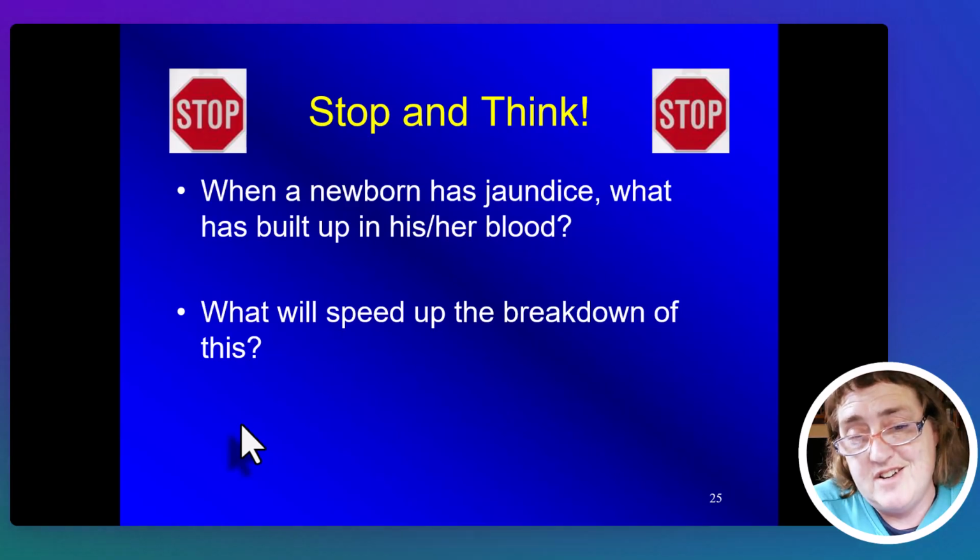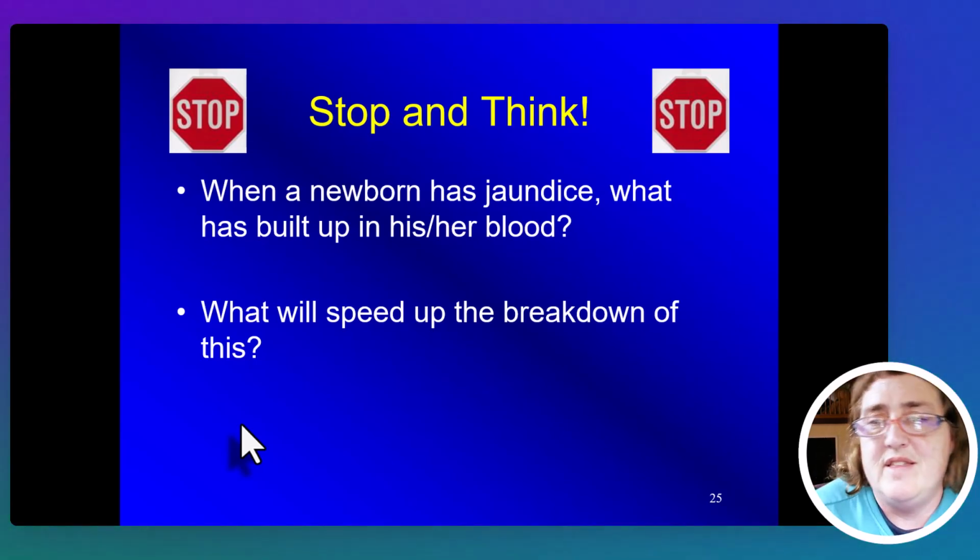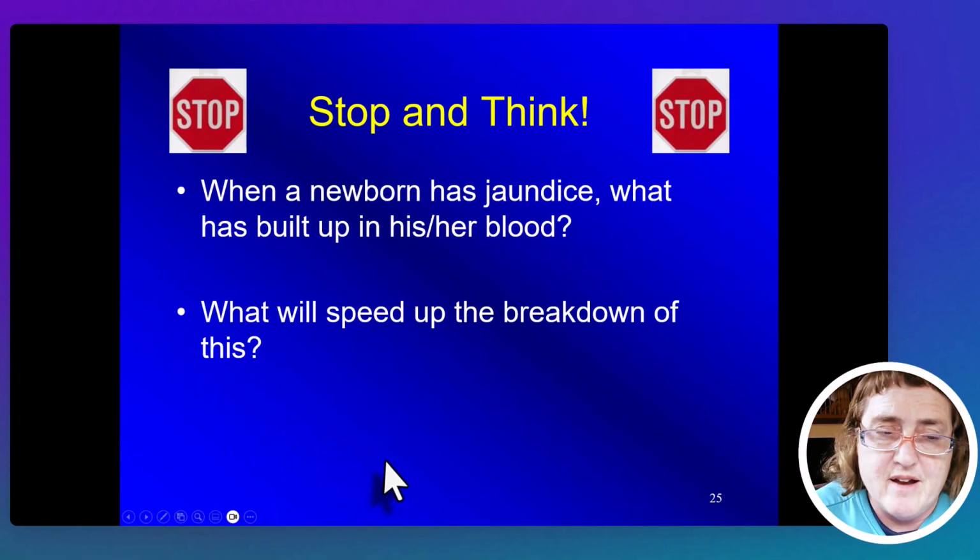And a nurse actually noticed this when she was carrying the babies in the nursery outside, and noticed where the sunlight hit the skin, it cleared it up. So that's why they use UV lights to help break down bilirubin now.